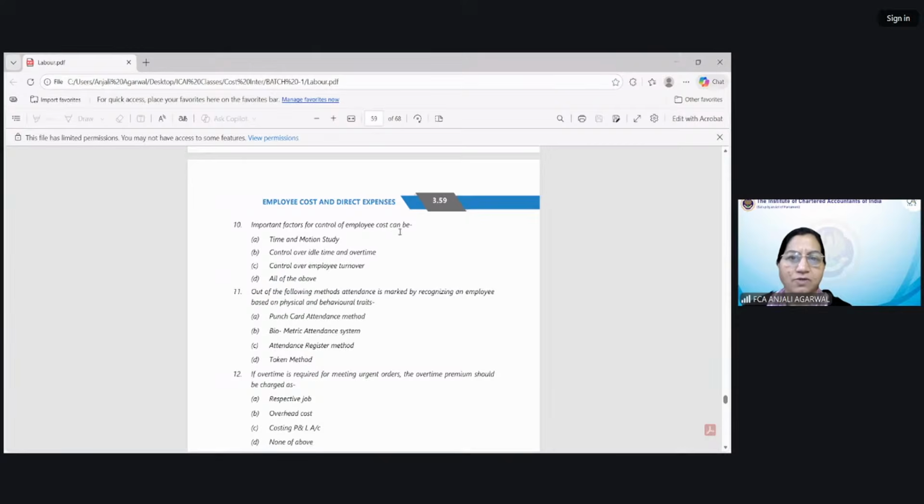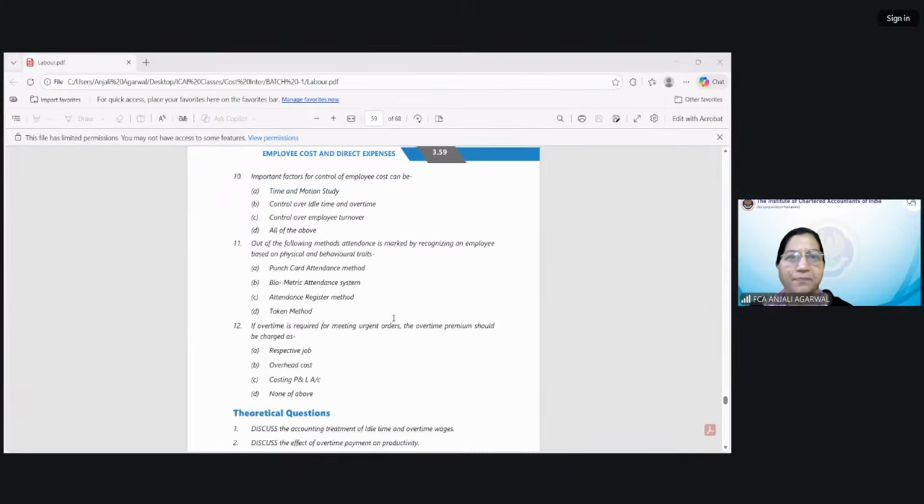Important factors for control of employee cost can be... D, all of the above. Yes, Lohit, very good. All of the above. Yeah, Shushmita. Lohit and Shushmita have given the answer.